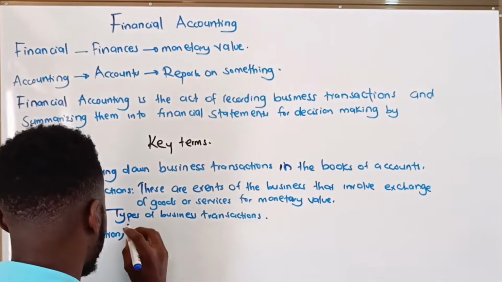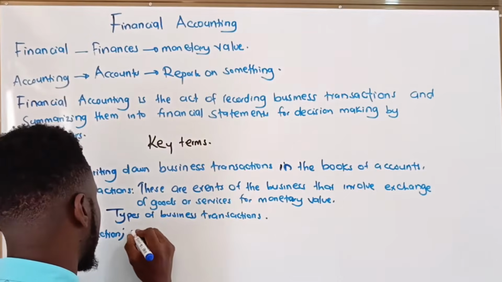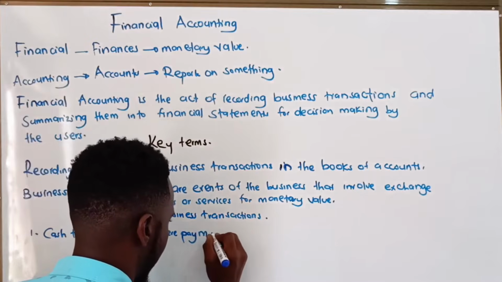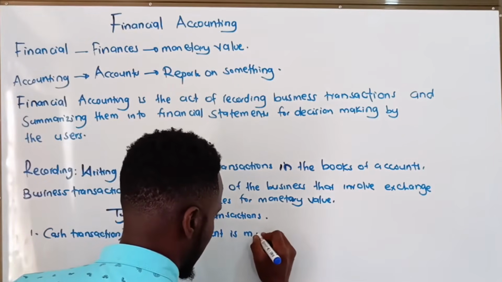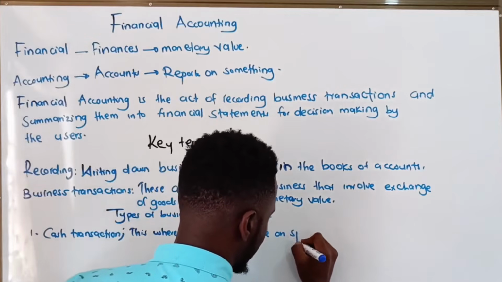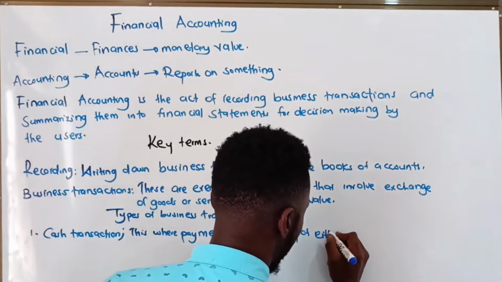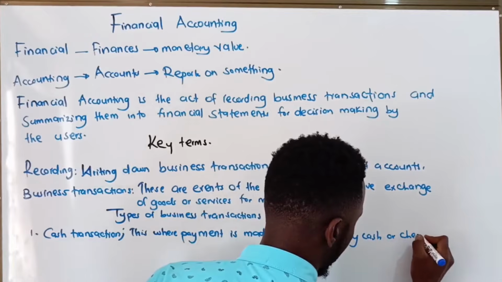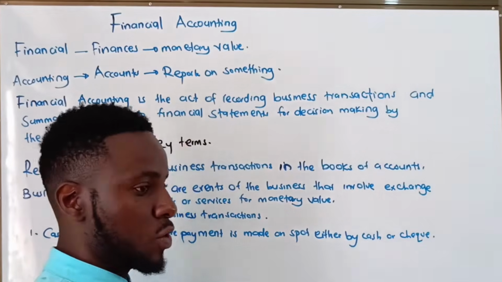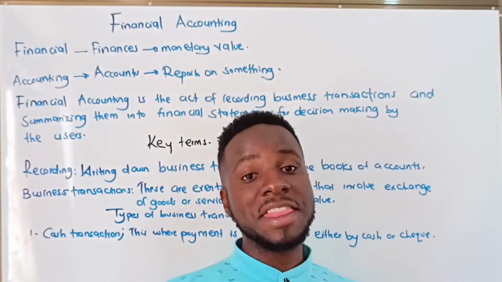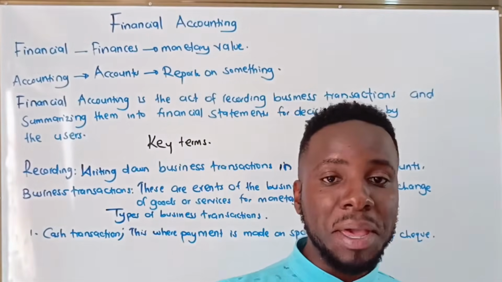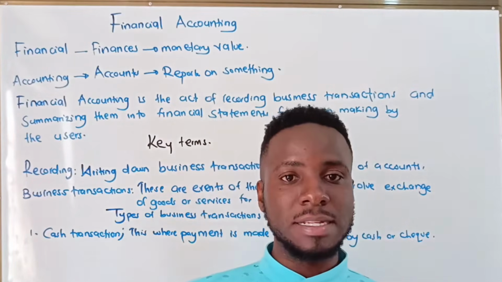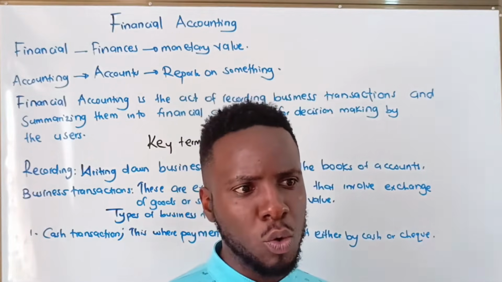So cash transaction, this is where payment is made on spot, either by cash or check. So a person can come to your business and they pay. For example, they take the goods and they pay immediately. They might either pay by cash or pay by check. It depends on what someone has access to at that time.